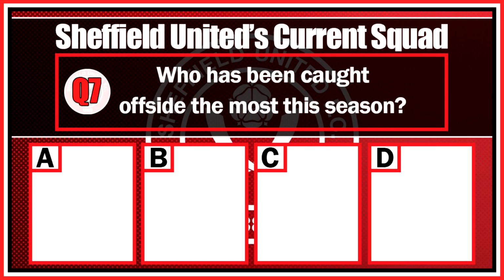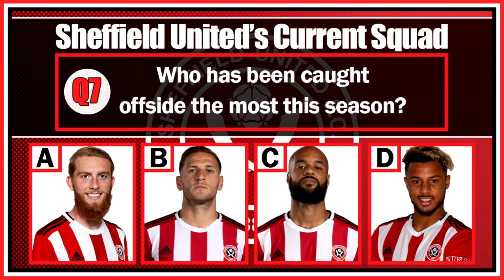Question number 7. Who has been caught offside the most this season? Is it A, Ollie McBurney? Is it B, Billy Sharp? Is it C, David McGoldrick? Or is it D, Lys Mousset?